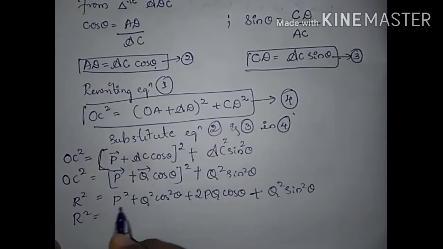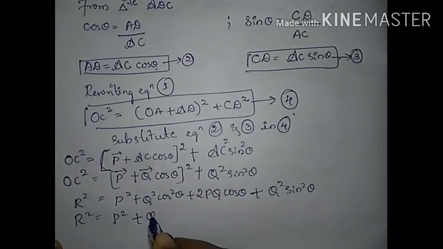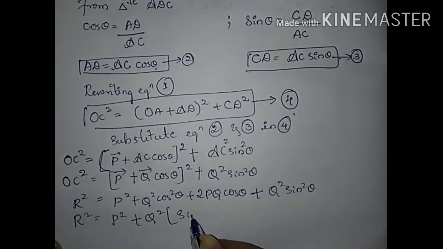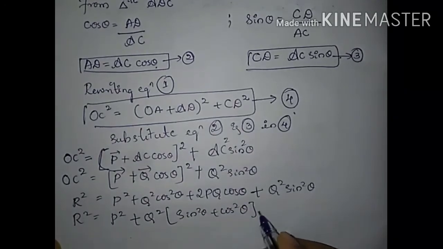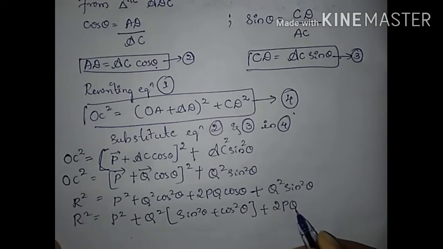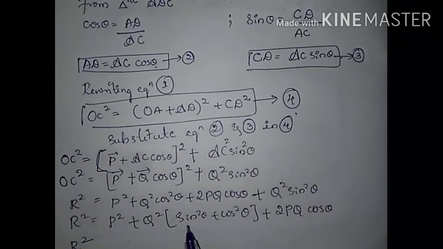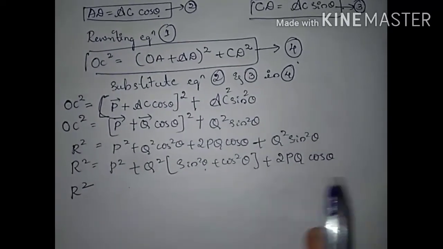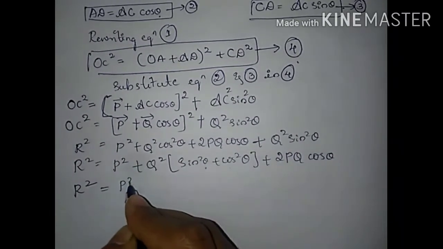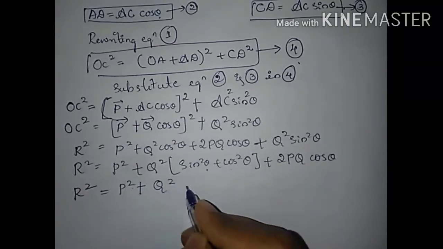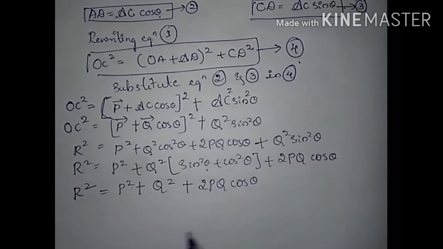So R square is equal to, if you take Q square common from these two terms, Q square times sin square theta plus cos square theta, plus 2PQ cos theta. And I have said sin square theta plus cos square theta is equal to 1. So R square is P square plus Q square plus 2PQ cos theta.